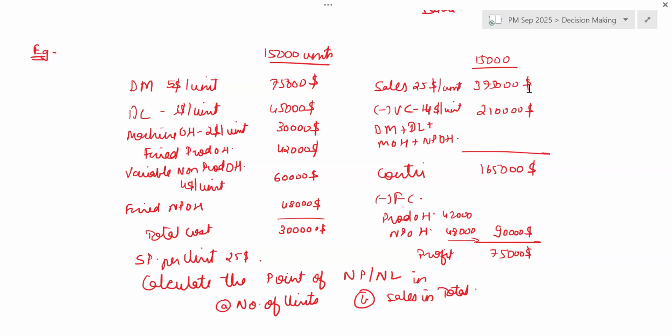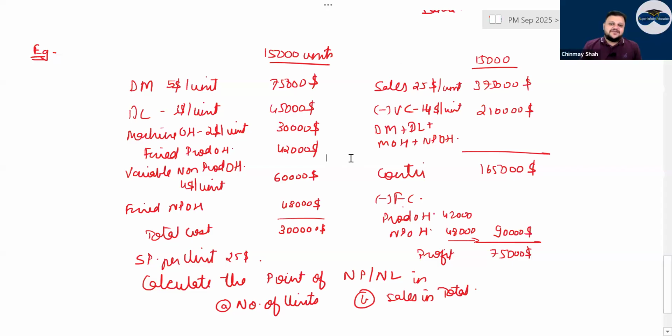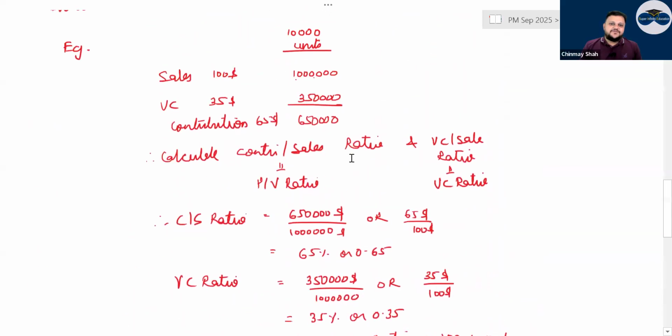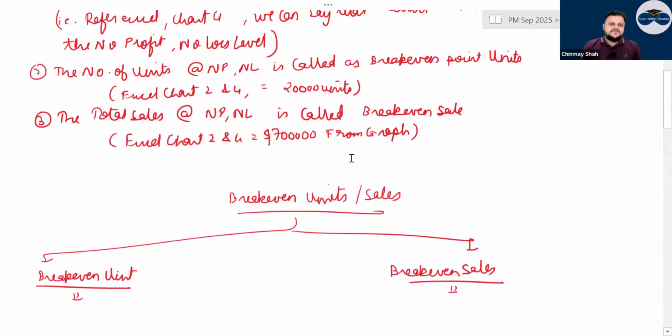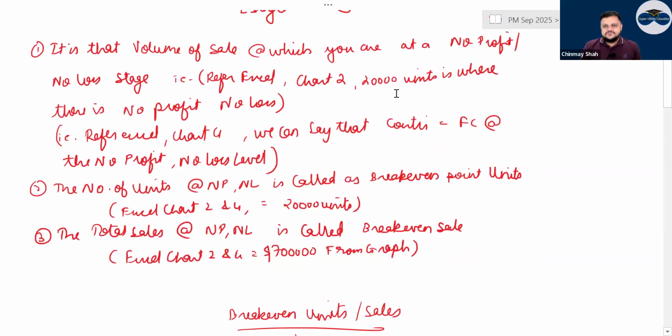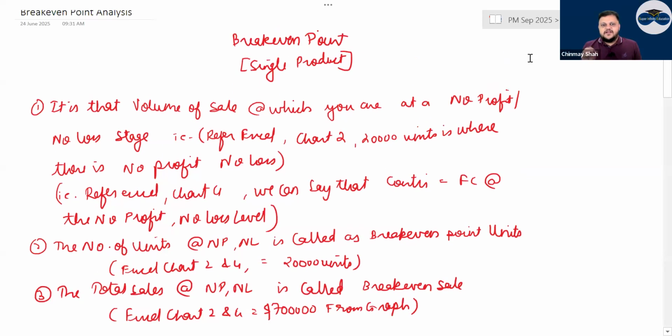चलो आ जाओ. Can we go back up here? We have written certain assumptions. Have a look. If you closely observe, correct? What happens at no profit, no loss? Is your contribution equal to what? Fixed cost?